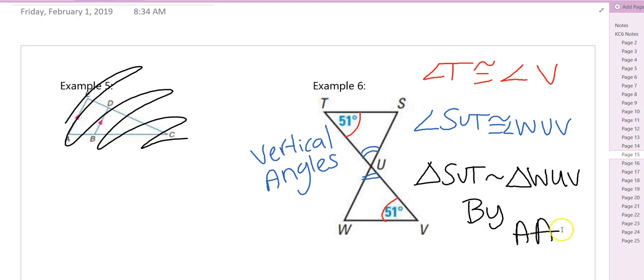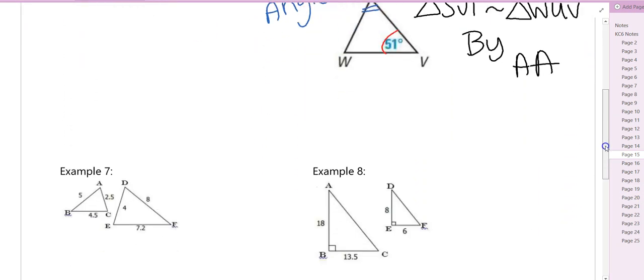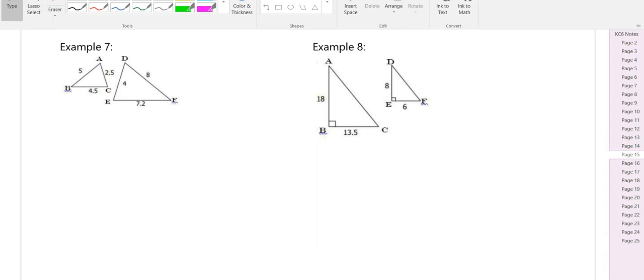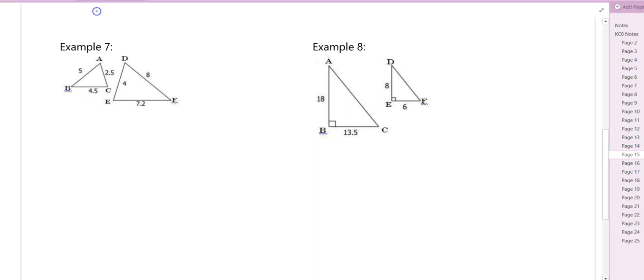All right, next example here, I'm going to scroll down to our last two, example number 7 and 8. So example number 7, I don't have any angles, so obviously angle-angle and side-angle-side are out, but I do have all three sides. So I'm going to find that small side of 2.5, and I'm going to use my small side over here, which is 4.